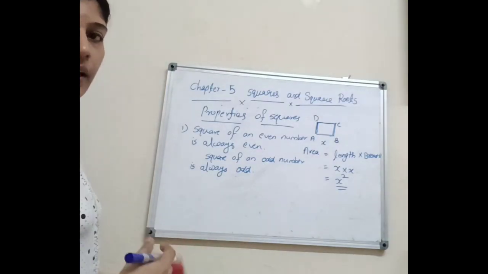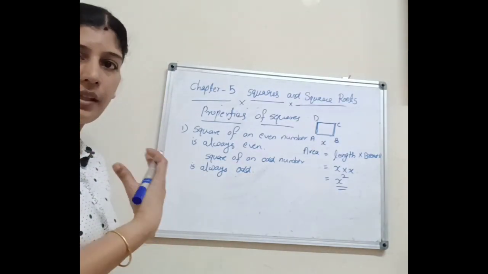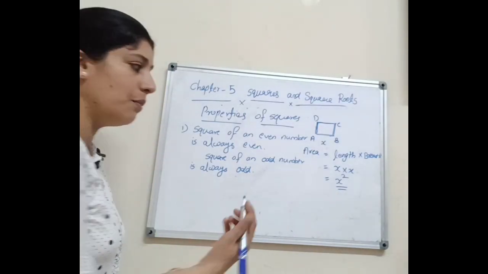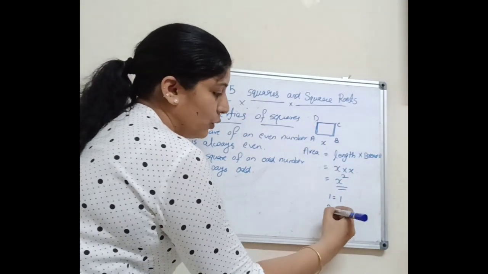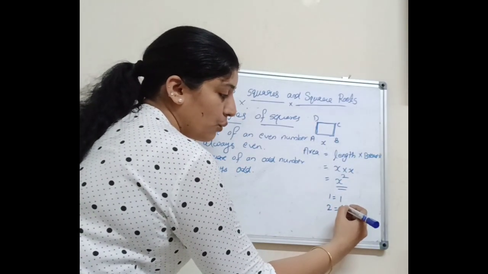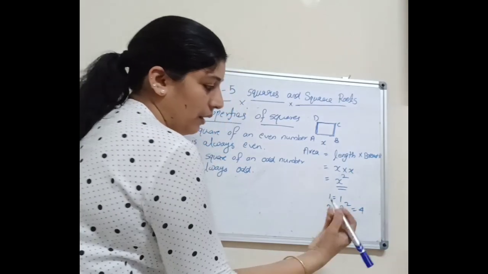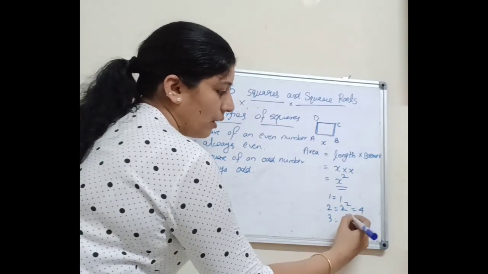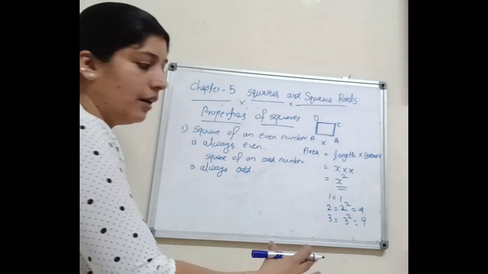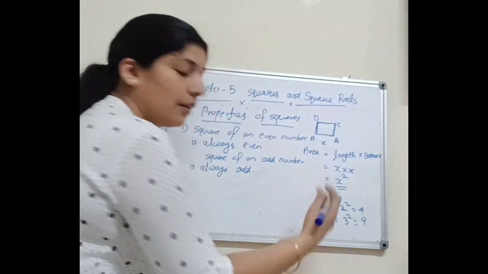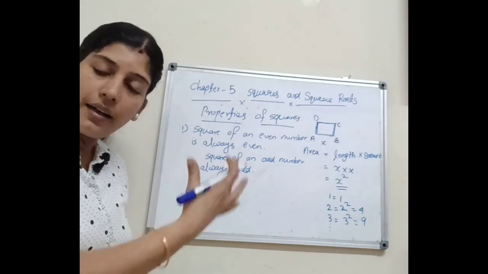Next, in the case of perfect squares: the square of 1 is 1, 2 square is 4, 3 square is 9. That means these are perfect squares. Continuing like this, 10 square is 100.